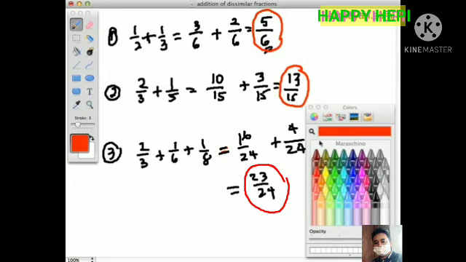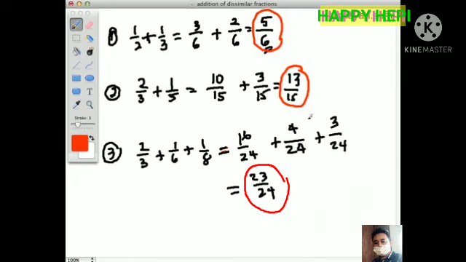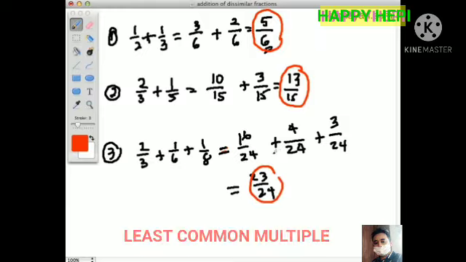Okay class, so the technique here is to actually convert the fractions to similar fractions. That is why we compute for the LCM or the least common multiple. It is because we cannot add fractions if they are dissimilar or have different denominators. So we make the fractions similar by getting the least common multiple.